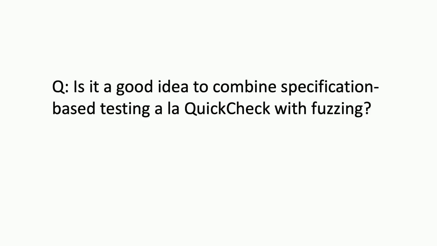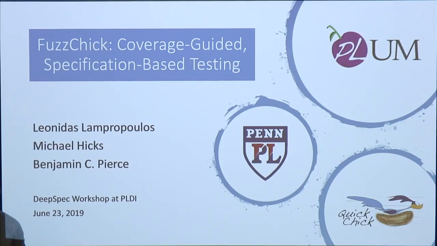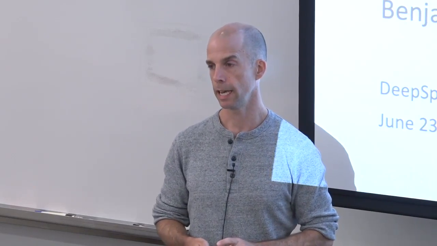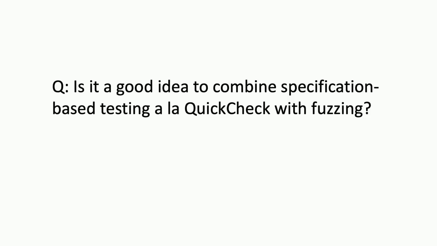Okay, so this paper is with these wonderful people. Leo is a postdoc at Maryland now. Benjamin is at UPenn. Leo was Benjamin's student, and now Leo is my postdoc. I'm going to talk about how we can do the Reese's Peanut Butter Cup thing with fuzz testing, coverage-guided fuzz testing in the style of AFL, and property testing in the style of QuickCheck. So that's the question: is it a good idea to combine these two things? And the answer is, of course, yes, or I wouldn't be standing here.